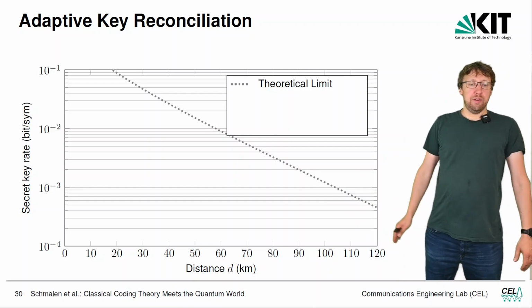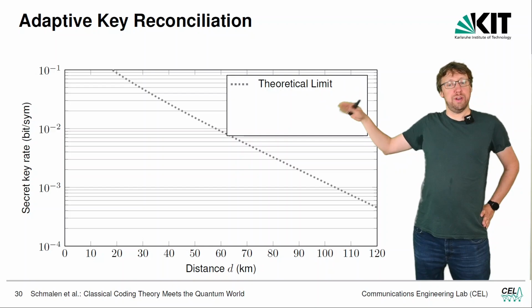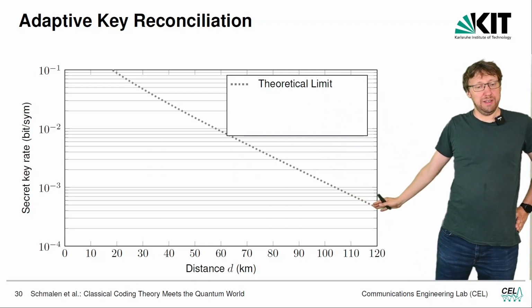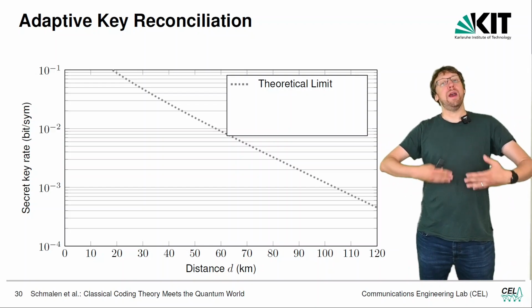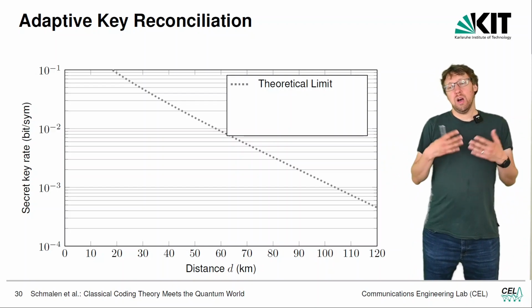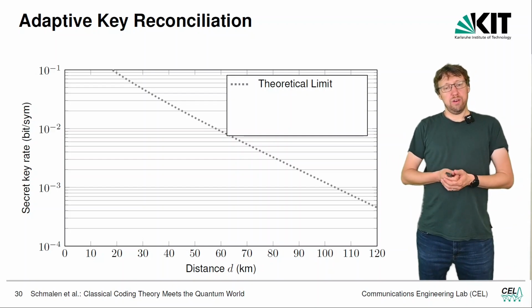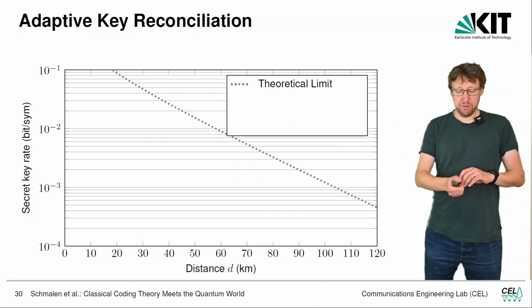And we see that we have secret key rates in the order of 0.1 bits per transmitted symbol to 10 to the power minus 3 bits per transmitted symbol. And this is because you need to throw away a lot of quantum states that are useless or that you need for error correction. This is the effective secret key rate. This is the theoretical limit that we can get.